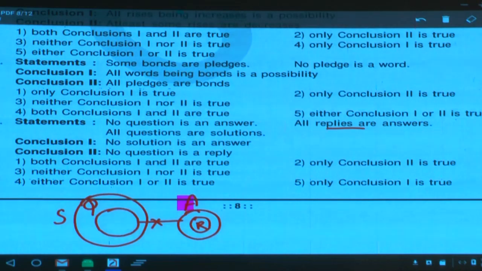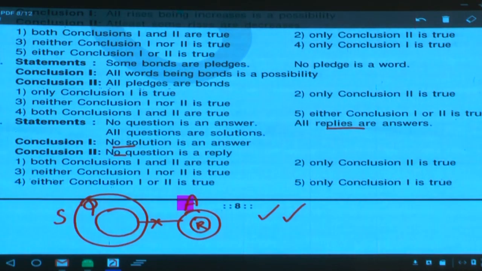Then what is the first conclusion here? The first conclusion is no solution is an answer. No solution is an answer, definitely true as of now. And the second one, no question is a reply. No question is a reply is also true, isn't it? Hence, with the help of this basic diagram, both the conclusions are true. Now, as both the conclusions are true, we need to go for an alternate diagram.